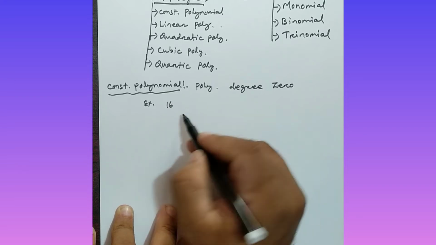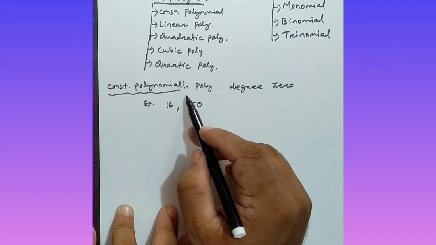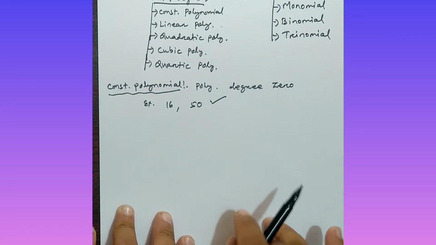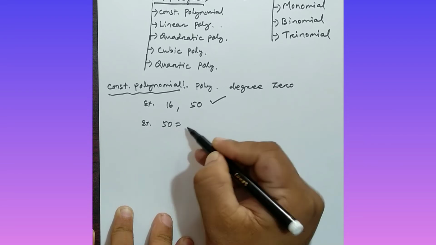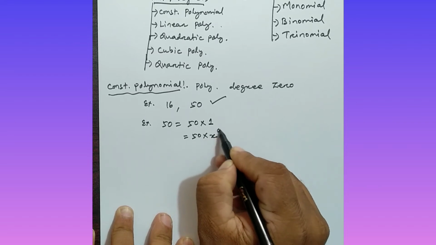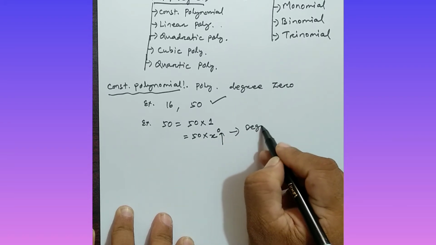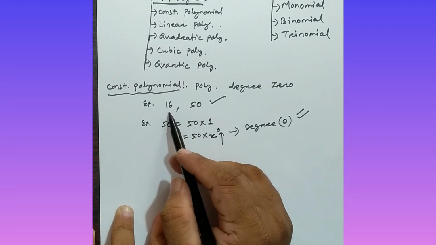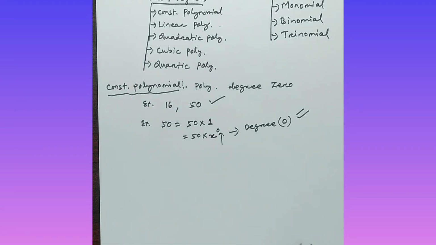Example, let's suppose I'm saying 16, 50. These are constant terms, right? So these are called constant polynomial. Why? Because the polynomial which is having degree 0 is called a constant polynomial. How can you represent it? Let's suppose I'm saying this 50. The 50 can be written like this, 50 into 1. Instead of 1 you can also write x to the power 0, right? So look at the power of this variable. The power of the variable is 0. So obviously the degree is 0. Absolutely right. So that is why 16, 50 are examples of constant polynomial.